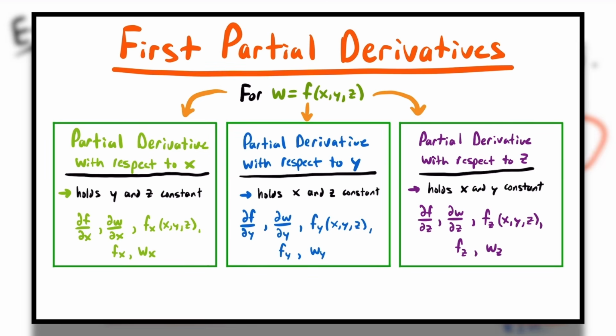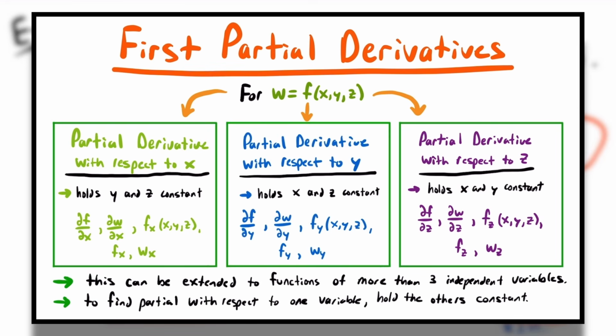But this can be extended to functions of more than three independent variables. You just have to remember that to find a partial derivative with respect to one of the independent variables, you need to hold all the other independent variables constant and differentiate with respect to the variable of interest. All right, and that's exactly what you see going on here. The partial with respect to x holds y and z constant, the partial with respect to y holds x and z constant, and the partial with respect to z holds x and y constant.